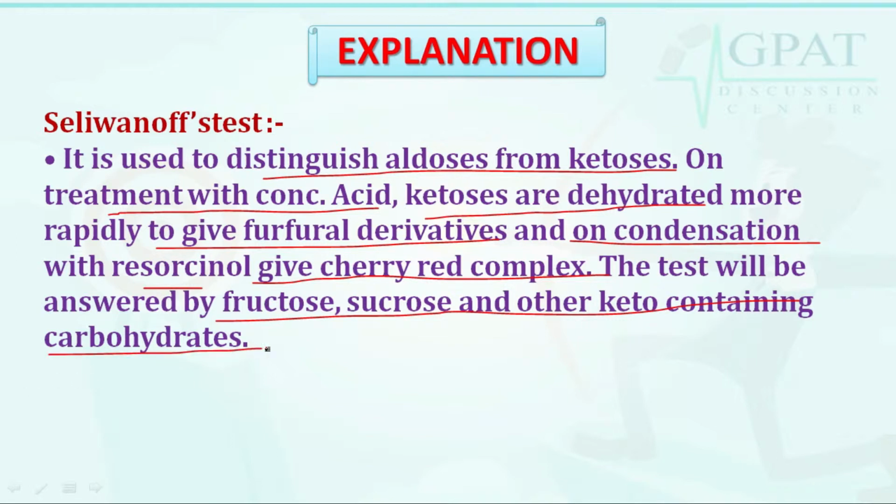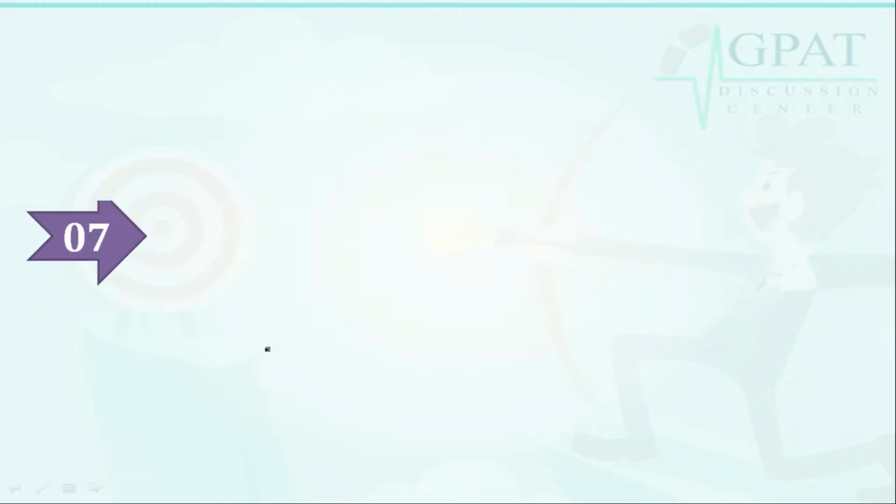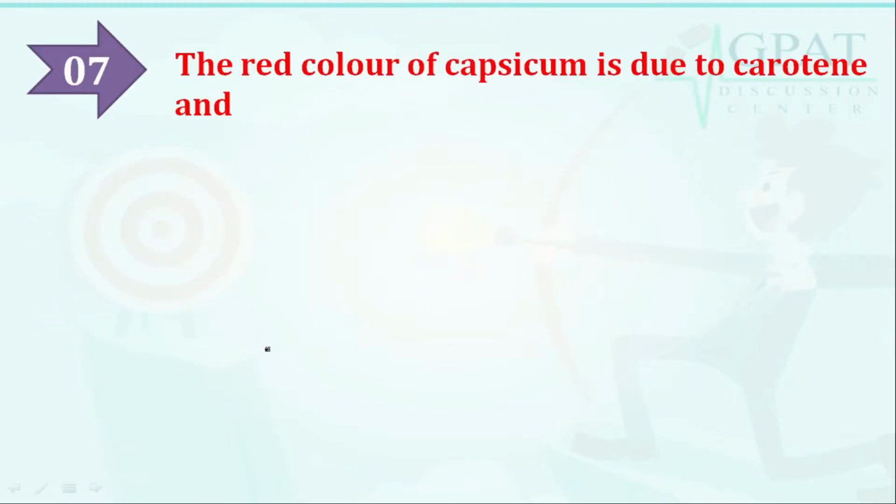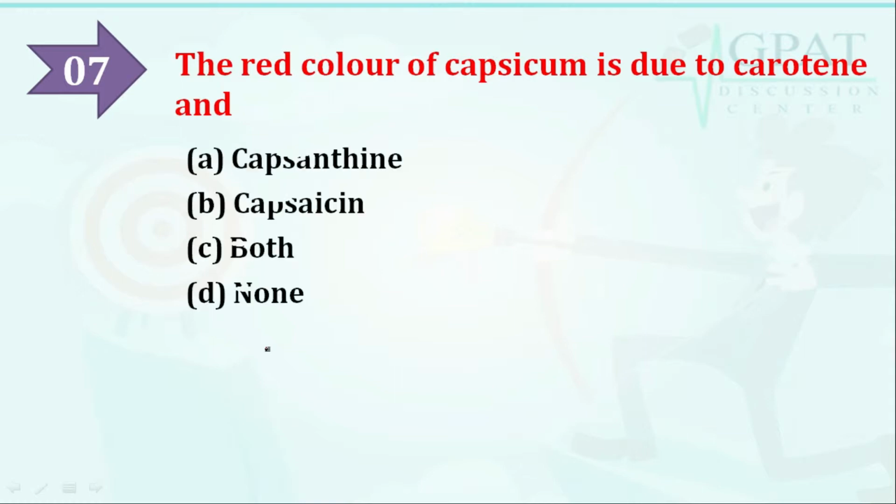So the correct answer is Seliwanoff's. A keto sugar is detected by the Seliwanoff test. So moving on to the next question. The red color of capsicum is due to the carotene, and the options are: option A capsanthin, option B capsaicin, option C both, and option D none.